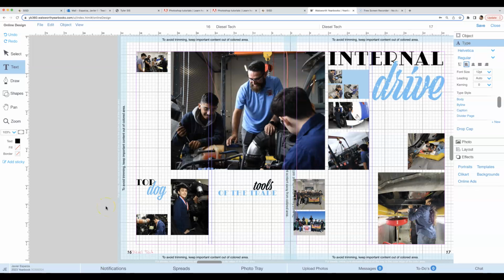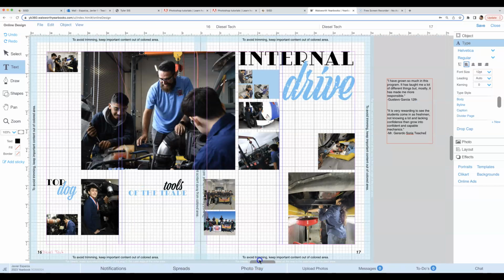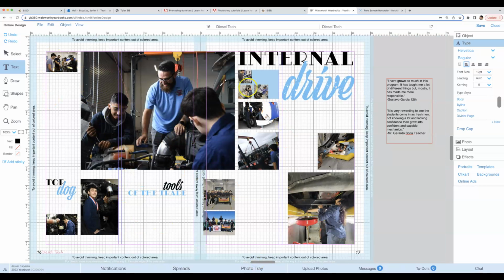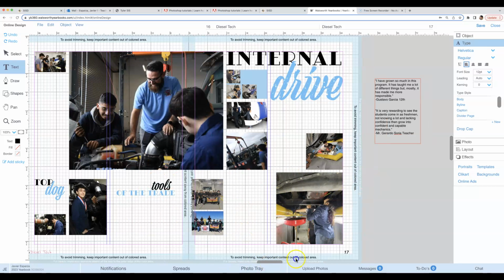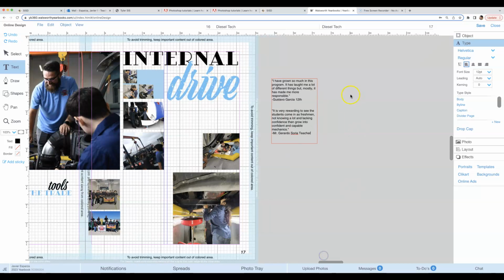Okay guys, so I'm going to show you how to write a caption for your photos on your spread. I have opened up my spread here. It is the Diesel Tech spread. I have my dominant picture, a grouping of pictures around it, some other random side module pictures. Okay, so what I did here is I went ahead and put two quotes over here on the side. One is from Gustavo Garcia, he's a senior, and the other one's from Mr. Gerardo Soria, the teacher for Diesel Tech.